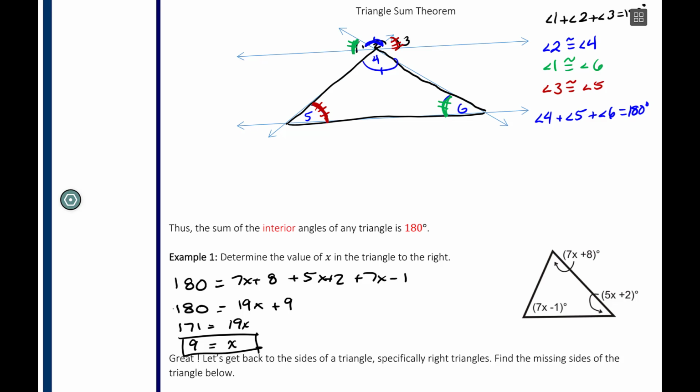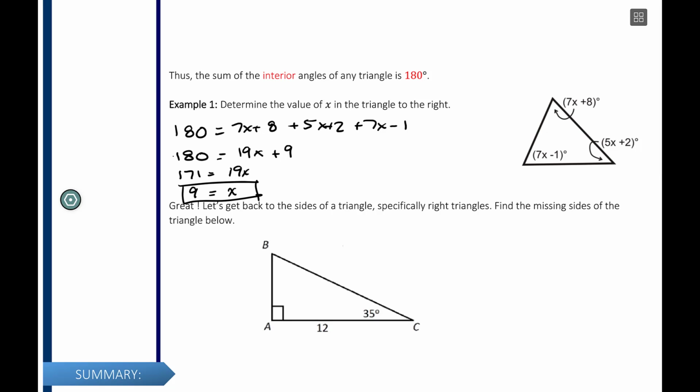But one of the things we like to do more often is look at right triangles. Right triangles exist all over the place in the real world, as well as in these nerdy, arbitrary geometry and algebra style questions. So let's get back to sides of triangles, specifically right triangles, and finding the missing sides of the triangle below. So I can see this is a right triangle, and this side over here we'll call side A, we'll call this side B, and we'll call this side C. Now, I know that I could use the Pythagorean theorem here and say that b squared plus c squared will equal my hypotenuse squared.